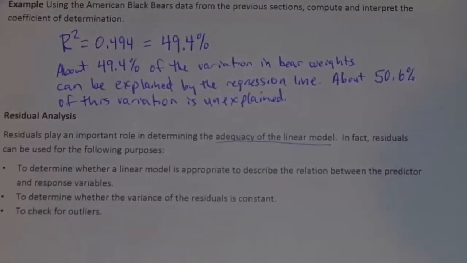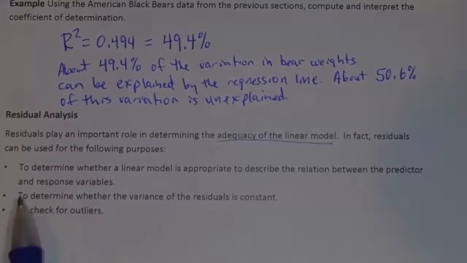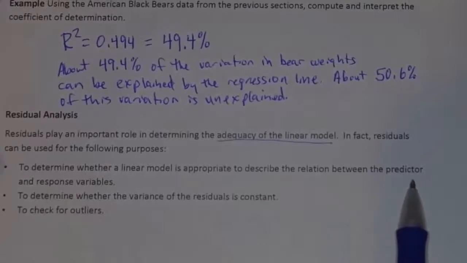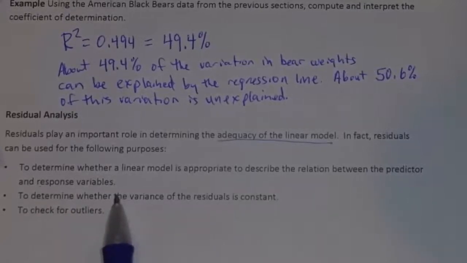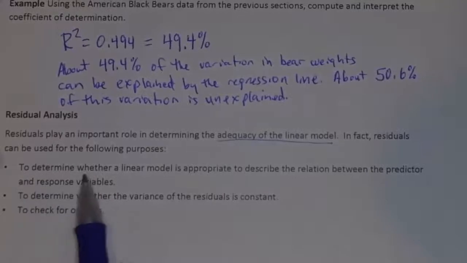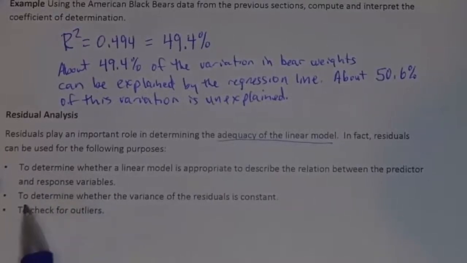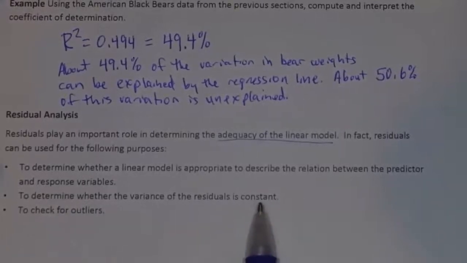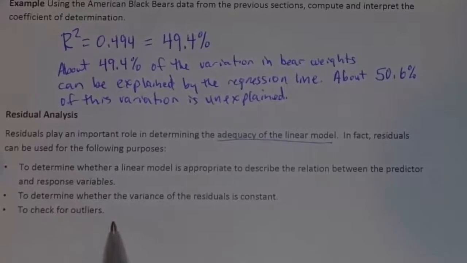So there's three things that we're going to be looking for in the residuals. To determine whether a linear model is appropriate to describe the relation between the predictor and response variable. So again, this is a post-analysis. Is our linear model appropriate? To determine whether the variance of the residuals is constant. That's important. We have to have a constant variance in the residuals, and if there's not, there's a problem. And third, we have to check for outliers. If there are outliers in our data, that's a problem. And outliers can show up in residuals. So here's the deal.